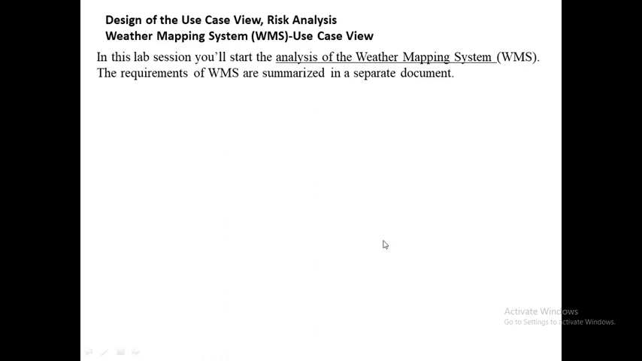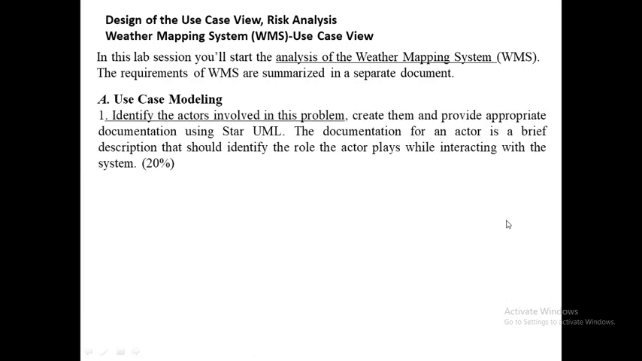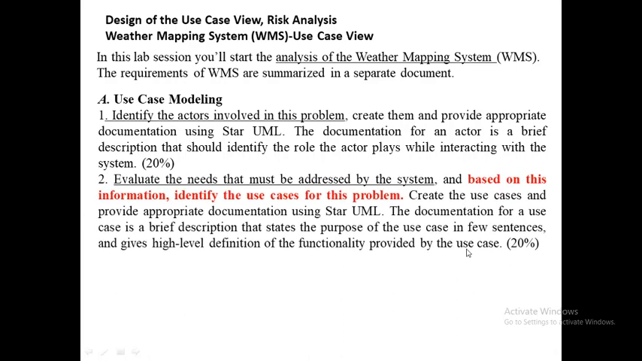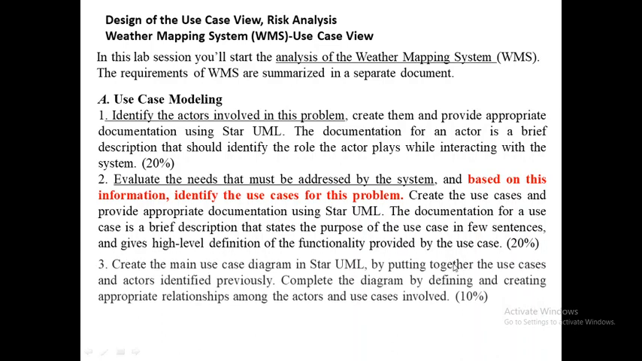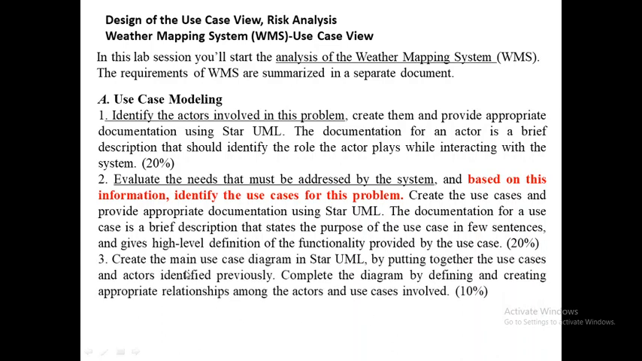So see the problem. Design the use case view, risk analysis, weather mapping system use case views. In this lab session, we need to analyze the weather mapping system, that is WMS, and its requirements are summarized in a separate document. Use case modeling: identify the actors involved in this problem. Next, evaluate the needs that must be addressed by the system, and create the main use case diagram in StarUML by putting in the use case weightages.